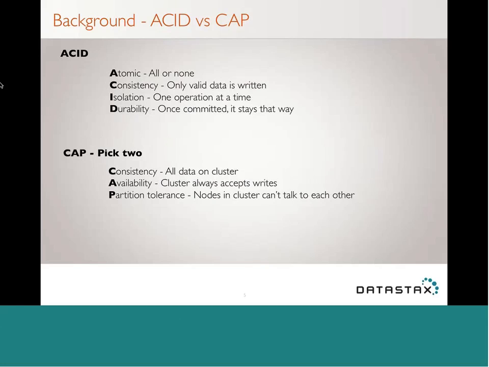ACID and CAP, these are not data models, but they drive the data model. So relational databases are fundamentally all about ACID compliance: atomicity, consistency, isolation, and durability. I don't need to read the slide, you guys can read them. But this is really where relational databases sit, is in ACID. There are plenty of good reasons to have an ACID compliant database. And I'm not going to dispute that.